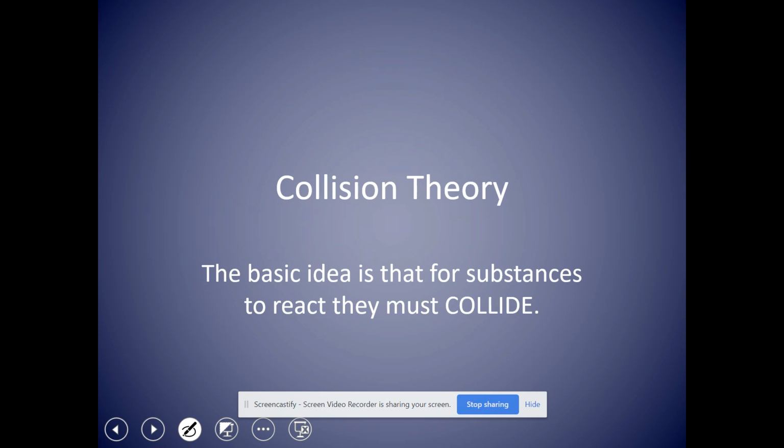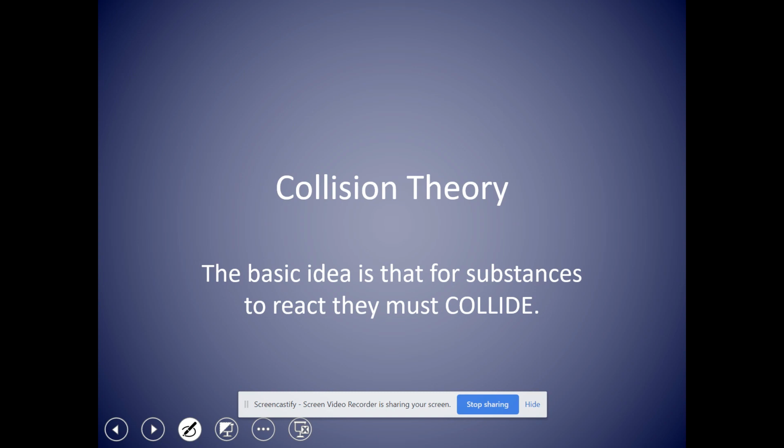Like you increase the concentration, the rate increases. You increase the temperature, the rate increases. You increase the surface area, the rate increases. This is the theory behind, like, well, why do we think that happens? And the basic premise is that, for substances to react, they have to bump into each other, they have to collide, they have to touch.